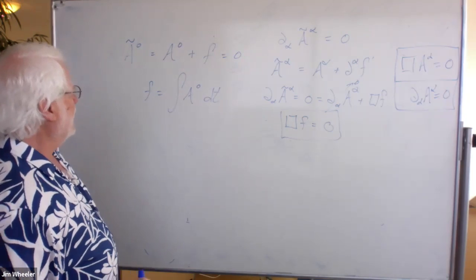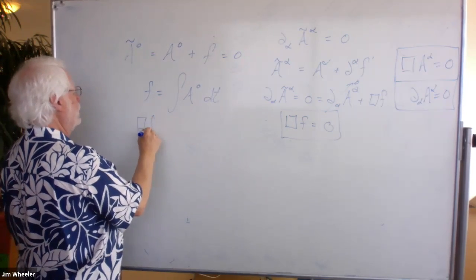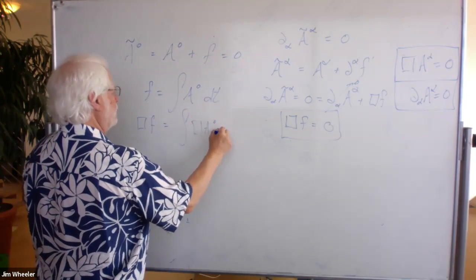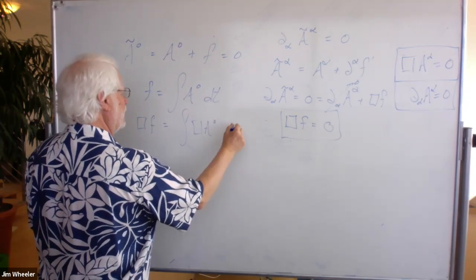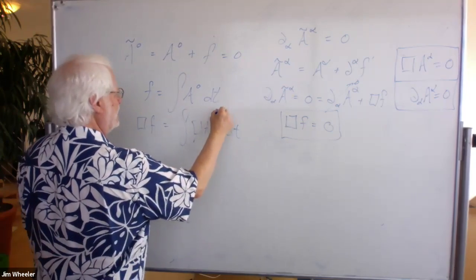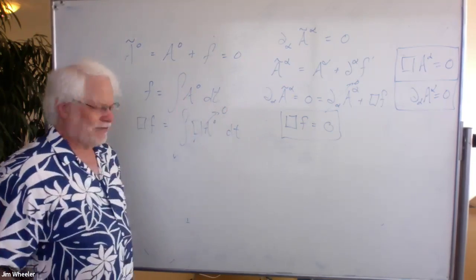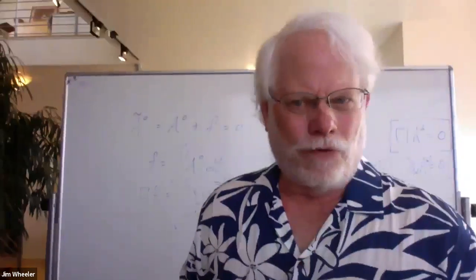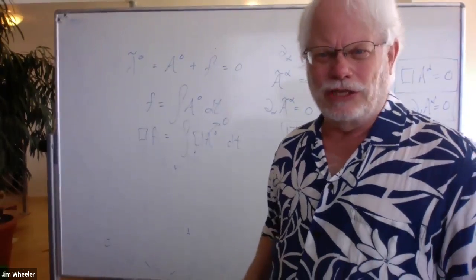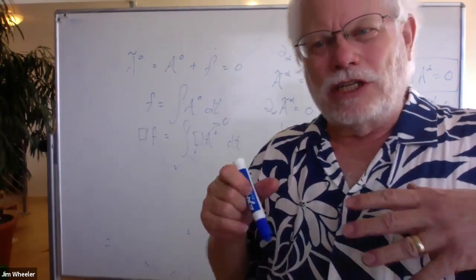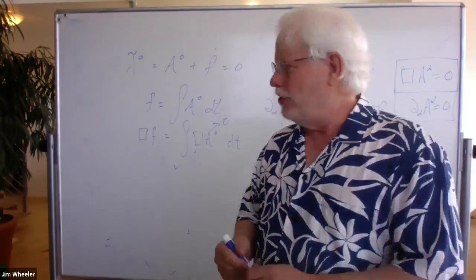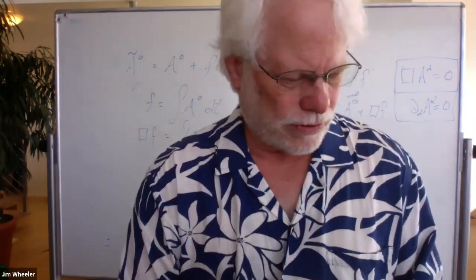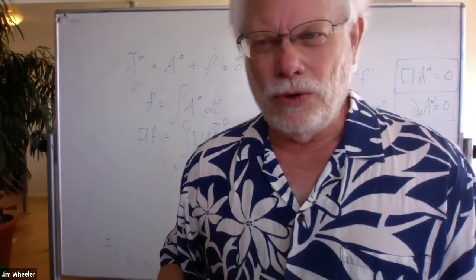And the only thing I have to worry about is box F. But box F depends on box A, and the Lorentz gauge is guaranteed that that's 0. So box F is 0, and I'm allowed to do this. And therefore, I can choose a gauge which is not only the Lorentz gauge, but also has vanishing time component to the vector potential. Whew.